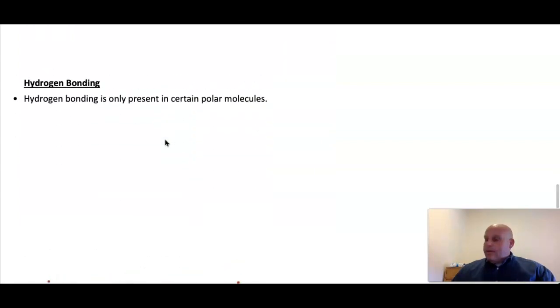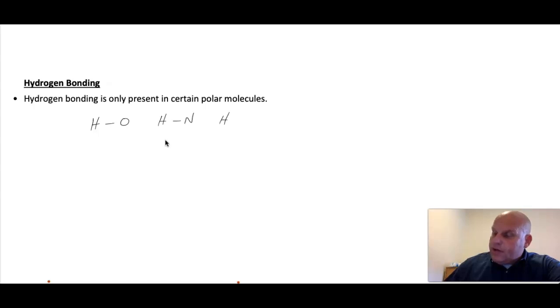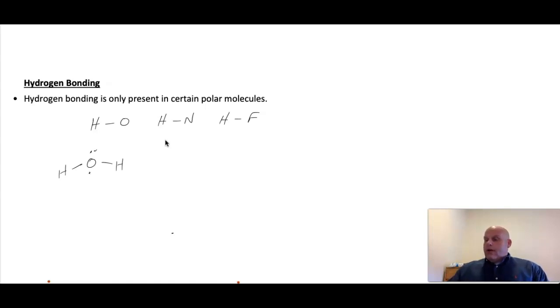Okay, the last type of intermolecular force is hydrogen bonding. This only happens when we have a hydrogen bonded to an oxygen, a hydrogen bonded to a nitrogen, or a hydrogen bonded to a fluorine. So in those three circumstances, hydrogen bonding is present. Obviously a common one here would be water. Oxygen is more electronegative than the hydrogen, and hydrogen enters into this covalent bond looking to get two electrons. Because oxygen is so much more electronegative, it's going to pull that shared pair closer to itself.